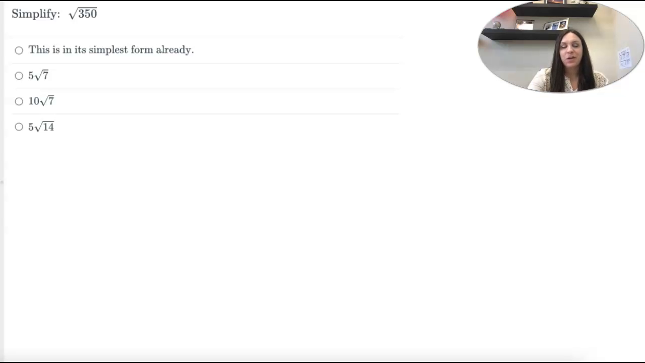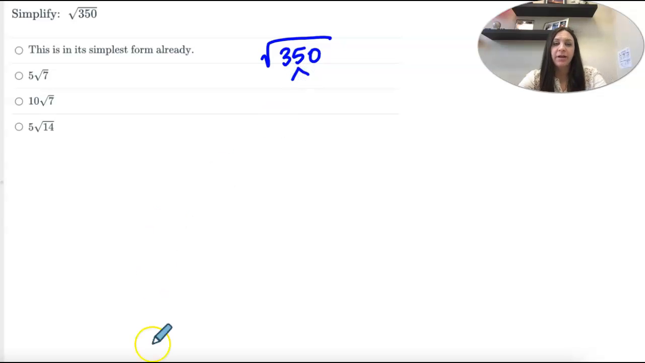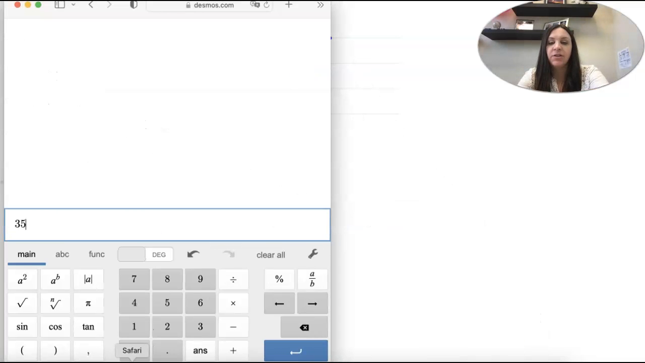In this section, we're going to learn about simplifying a radical. So just like we can rewrite a fraction in a different way, we're going to rewrite a radical in a different way. So I'm going to start with factoring the number underneath the radical. And factoring means what are two numbers that multiply to 350. And it helps to just start dividing.